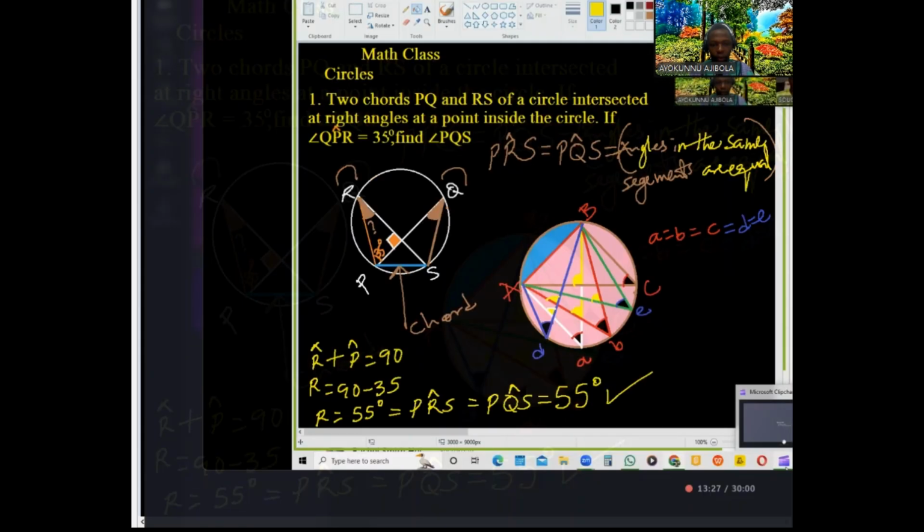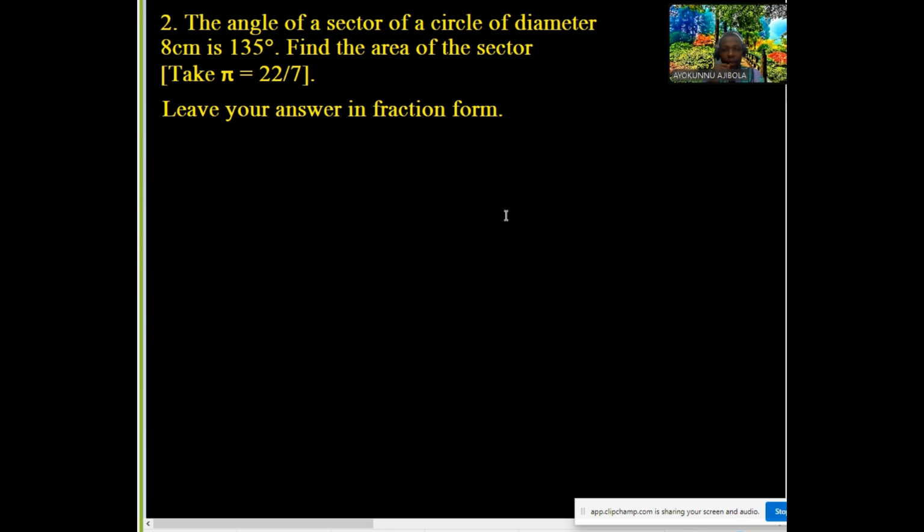Just hold on a bit. So, based on the question that says the angle of a sector of a circle of diameter 8 is 135, find the area of the sector. You've been given pi to be 22 over 7. The only thing, the basic thing you need for this question is to know your formula, okay?